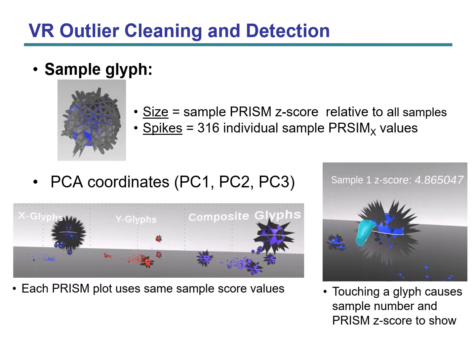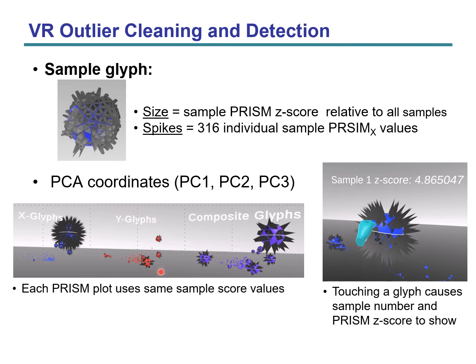Here's a picture of the glyph we'll see in the VR. For this one, it's a prism X glyph, and the size is the z-score for the sample, and then the spikes in this case are 316 sample-wise differences on our similarity values we're using for prism X value. So you can see a lot of these spikes are kind of close to the surface, and like you'll see in the video, this sample, the spikes are pretty big. So the bigger the spikes, the more dissimilar the sample is relative to the other samples, and then obviously the bigger the z-score too.